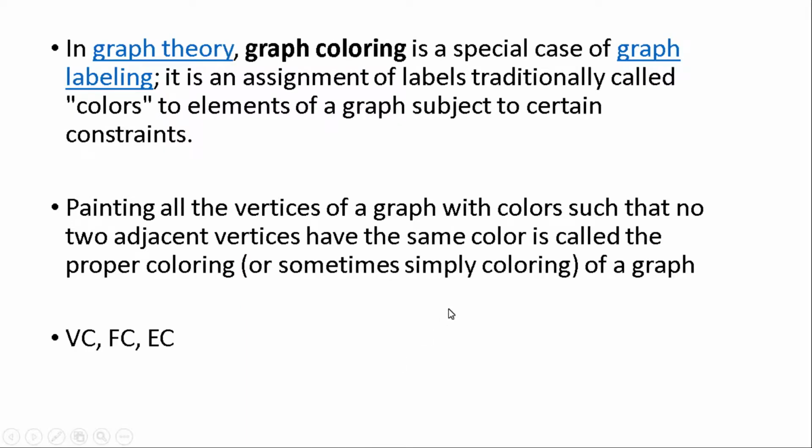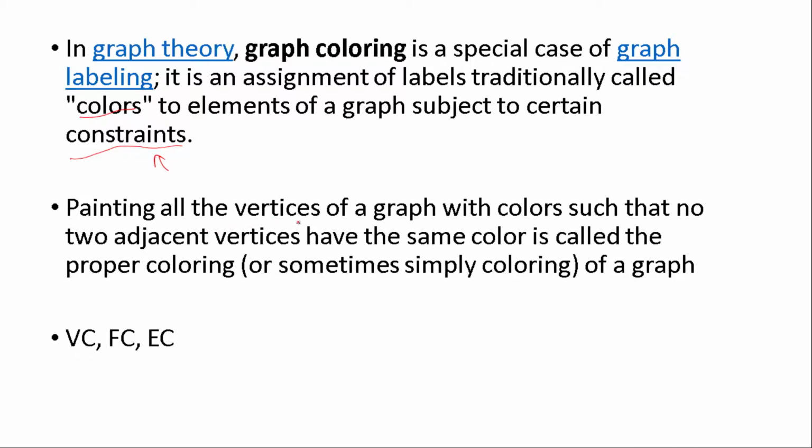More formally, in graph theory, graph coloring is a special case of graph labeling. It is an assignment of labels, traditionally called colors, to elements of a graph based on certain constraints. Mark my word, there are some constraints. Okay, what are those constraints? We will understand this in this part.